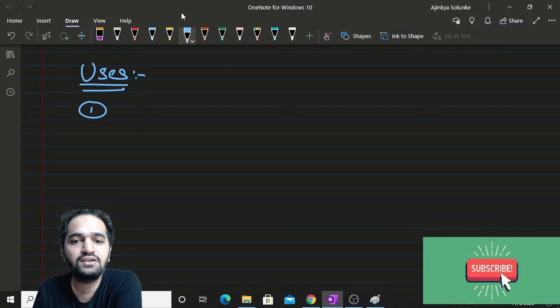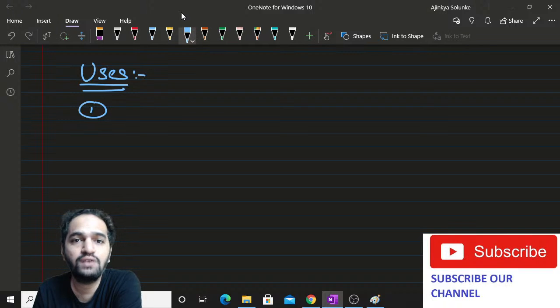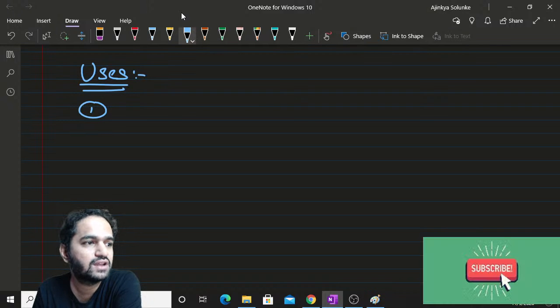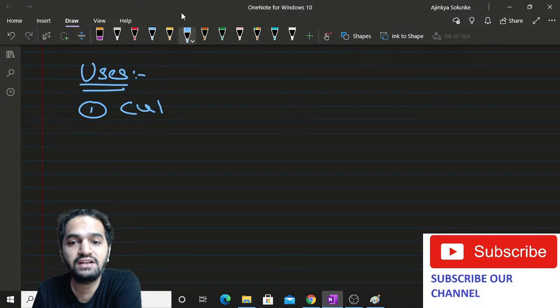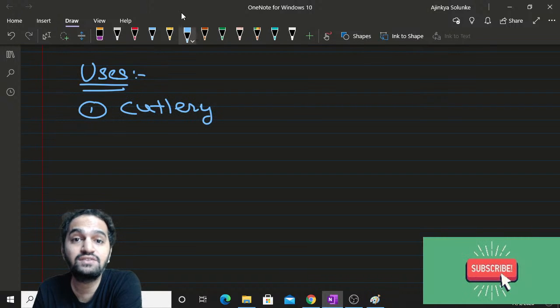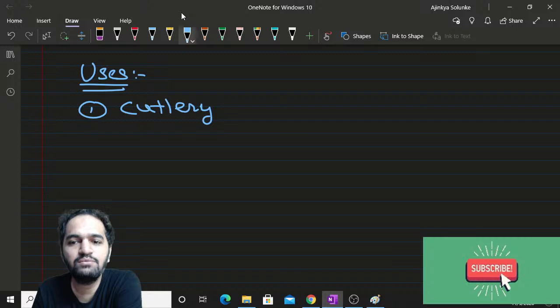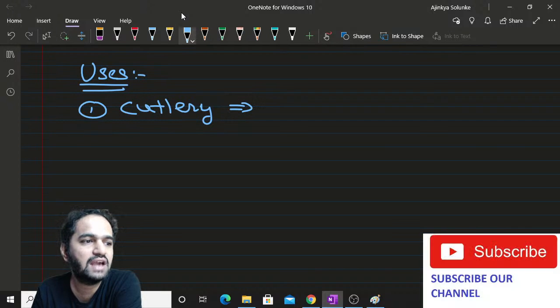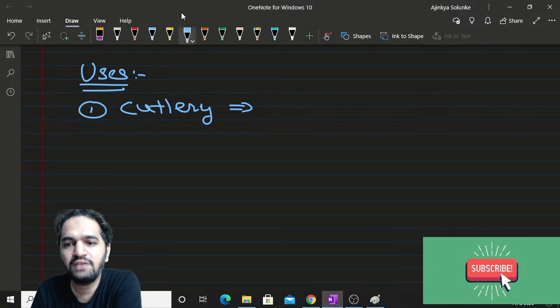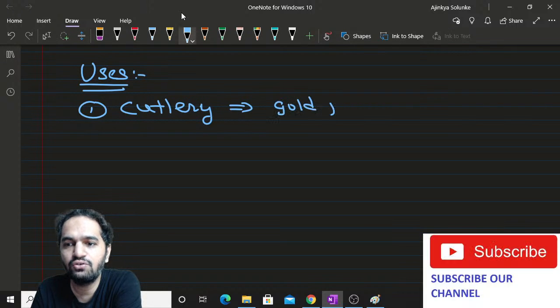You can plate, suppose let's say your jewelry items can be made, correct? Are you understanding this? Jewelry items, cutlery items can be made. Cutlery means the spoon kinds of things. Spoons, your basically utensils of the kitchen, those are called cutlery items. So cutlery items can have a layer of gold, right? Okay, so they can have gold plating. That is one of the uses.